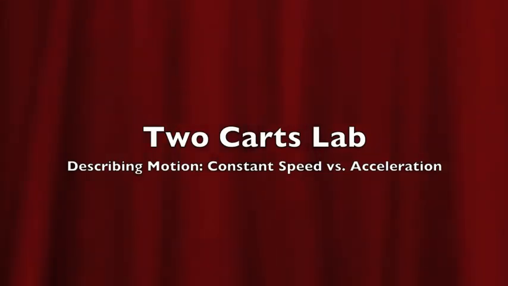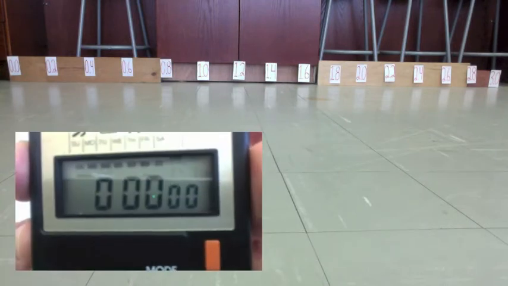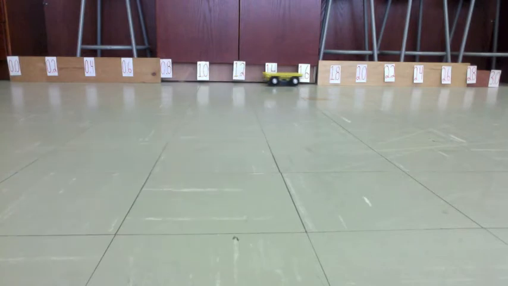In this lab, we're going to describe the motion of two cars as either constant speed or acceleration. The first car is the large Jeep. What we want to do is watch the Jeep move and note its position on the ground every second. By pausing the video, we can see exactly where it is.